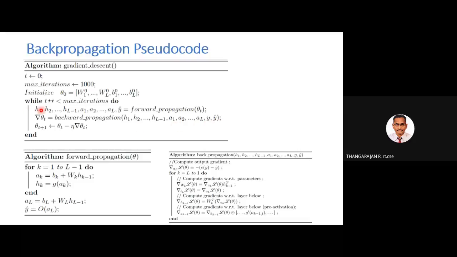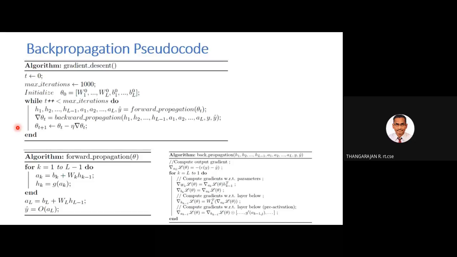So we are computing all this in the forward propagation, and in the backward propagation we use these values to find the gradient of the weights, using which you can change the weights. You can change the weights at every level, and finally you use this delta theta t to change the weights. So this is the backpropagation algorithm.